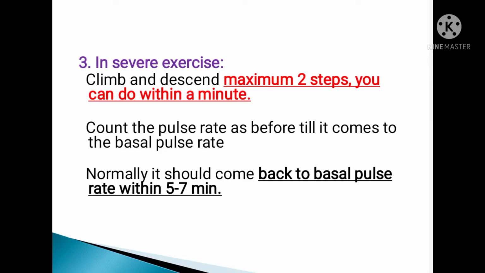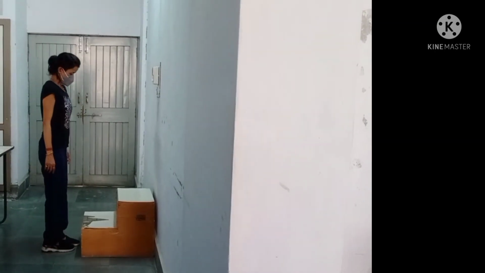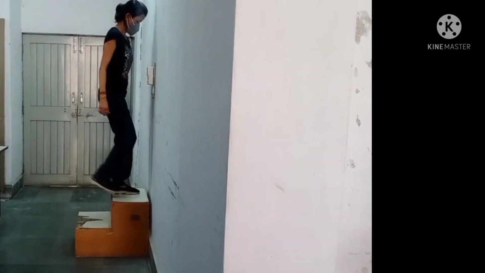To perform severe exercise, climb and descend the maximum number of 2 steps you can do within a minute. Then count the pulse rate as before till it comes to the basal pulse rate. Normally, it should come back to basal level within 5 to 7 minutes after stoppage of exercise. This is the diagrammatic representation of how you should count the pulse. This is how you should perform the exercise.